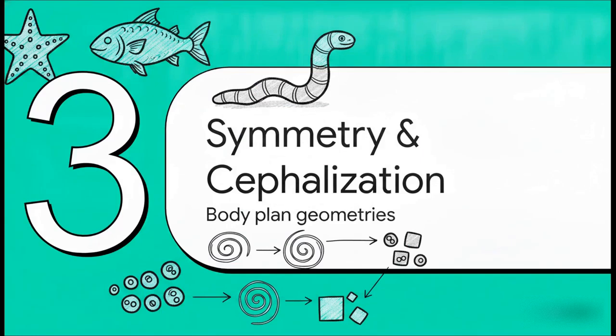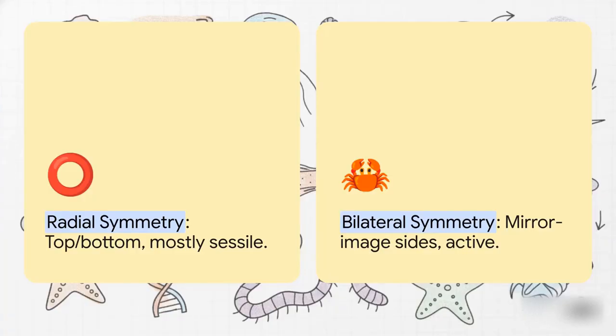All right, Section 3, Symmetry and Cephalization. We're looking at body plan geometries. Once cells actually organize themselves into tissues and organs, they have to physically arrange themselves in 3-dimensional space to form a functional body. And this physical shape completely dictates an organism's lifestyle. We generally classify these body plans into 3 main buckets. First, you've got asymmetrical bodies, like our sponges, which basically have no distinct shape at all.